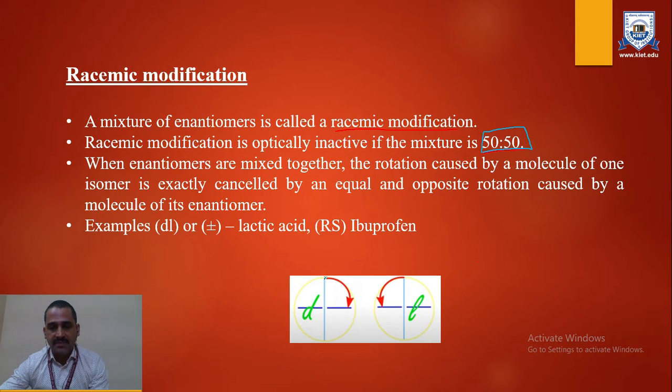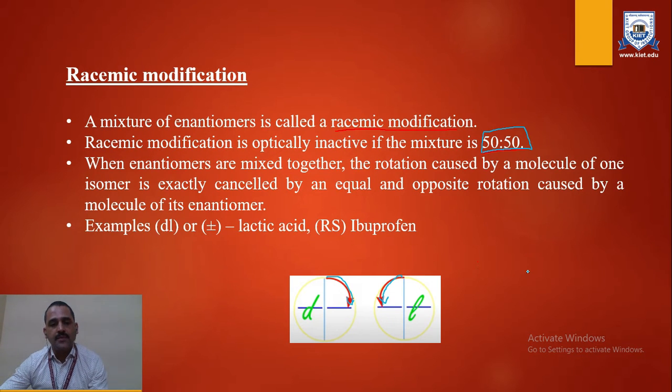Okay, means if we have a dextro rotatory isomer or enantiomer, it will move like that, and the levo will move like that, and we are quoting the 50-50% ratio is present in the mixture, so both will cancel out the overall rotation of the molecule. That's why this molecule is optically inactive in nature.